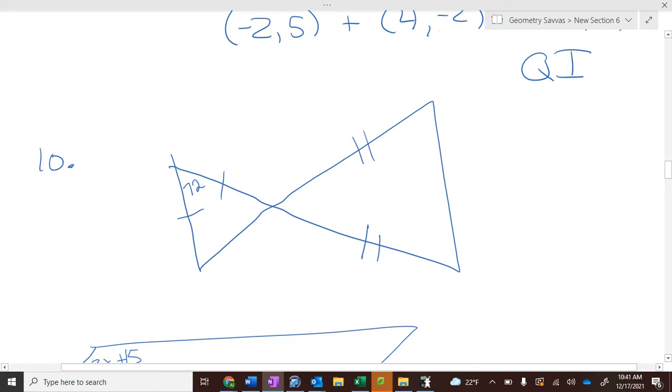Number 10. How do we find what angle X is? Each of these angles are 54. And then you gotta subtract 180 and divide that by 2 because those are 72.